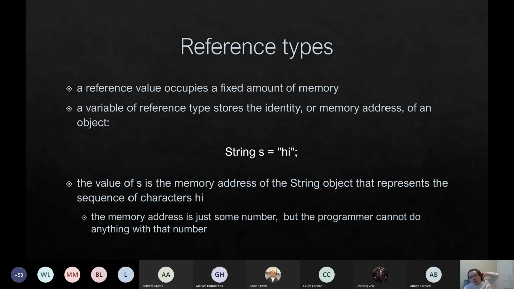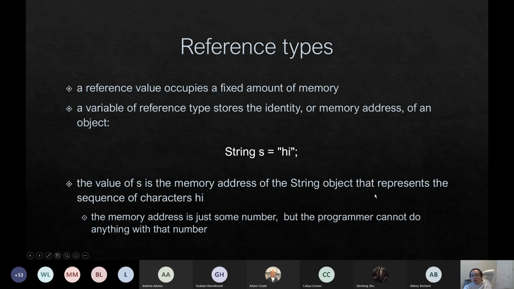And this is true in Python, right? Whatever you were taught in your previous Python course, it's also true in Java. A variable of reference type stores the identity or the memory address of an object. So when you write String s = "hi", there's some object in memory that represents the string hi. The variable s is the address of that object. So the value of s is the memory address of the string object.